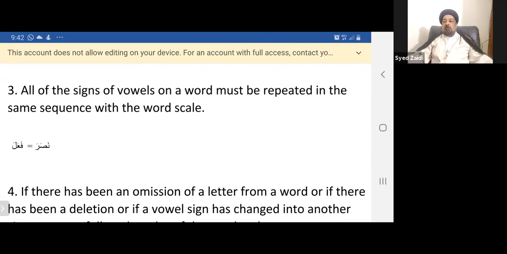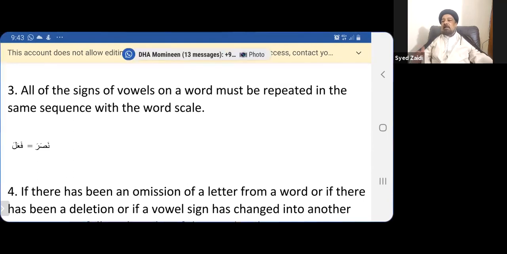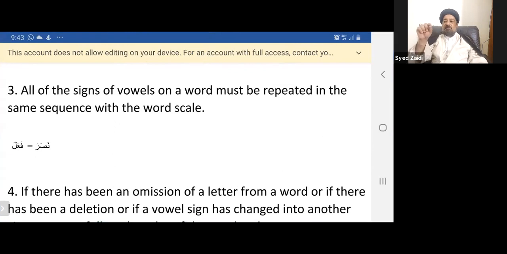What do you do when you see that kind of thing happen? So all of the signs of the vowels on a word must be repeated in the same sequence on the word scale. For example, if you find a word kataba, and you find on kaf there is a fath, on tha there is a fath, on ba there is a fath. So what do you do? You repeat the same way that you find the signs. You repeat all of the signs from the word on the word scale.